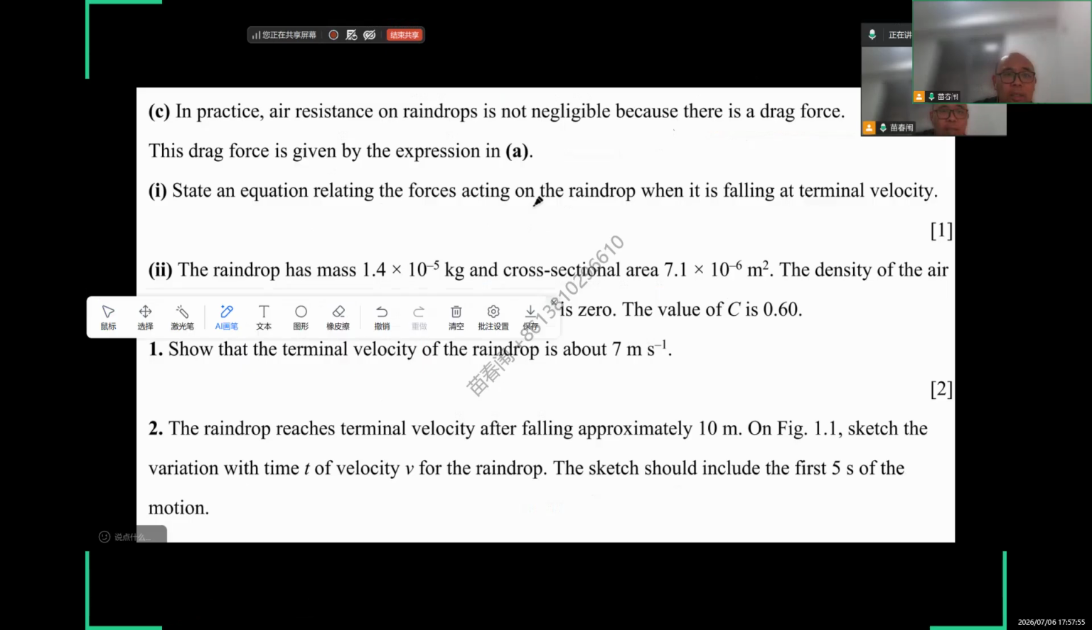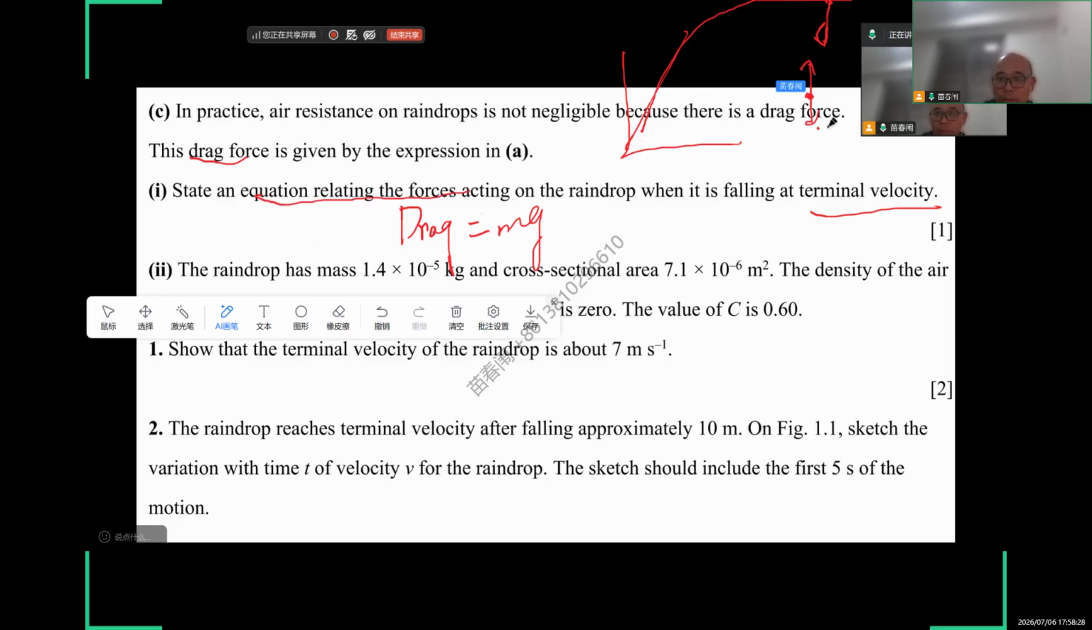and state an equation for when it's falling at a terminal velocity. So I guess it's not exactly this anymore, right? In the end, the drag balances with the weight. So I guess it'll be just drag equals mg, right? That's the equation. That's the two forces: mg, and this is the drag. And then we can use it in here a little bit.